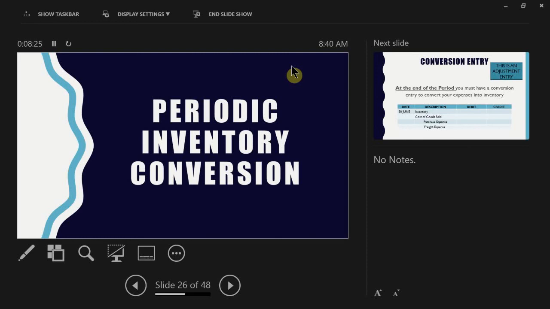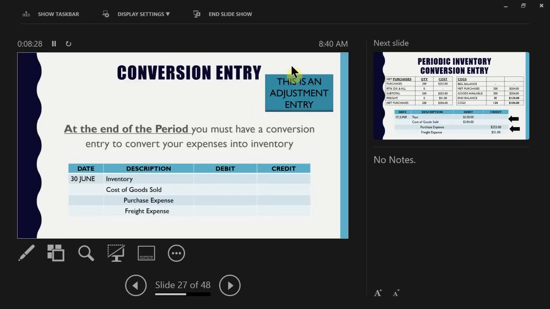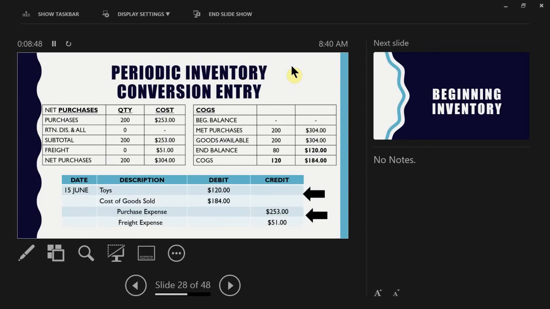So of course, because we've reached the end of our accounting period, we must do our adjustment entry to convert our expenses into inventory. In this case, we have inventory, cost of goods sold, purchase expense, and freight expense. Since we don't need to actually compute those numbers because we've already done it by looking at our numbers here, we have our ending balance, our cost of goods sold, and our purchase expense and our freight expense from the table. Okay.